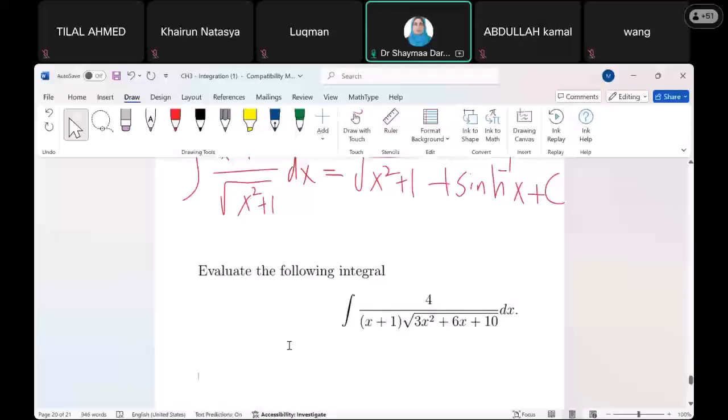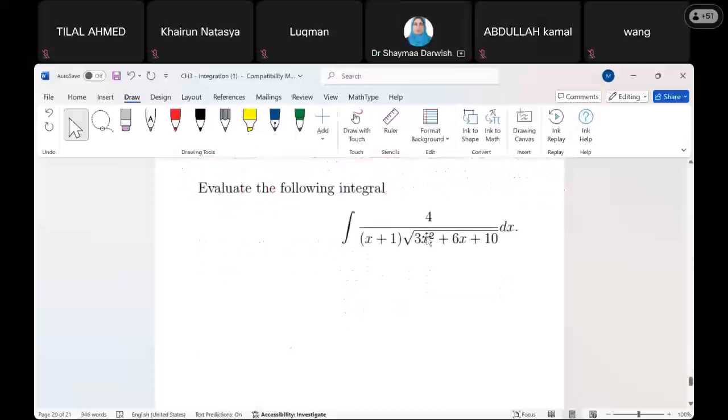4 over (x plus 1) square root of (3x squared plus 6x plus 10). So we have to complete the square. When I see this kind of integration, here is a constant, and here I have a quadratic expression. So the first thing I need to think about is using the formulas. Before I start, I know this will be the formula for either sec inverse or cosec inverse.